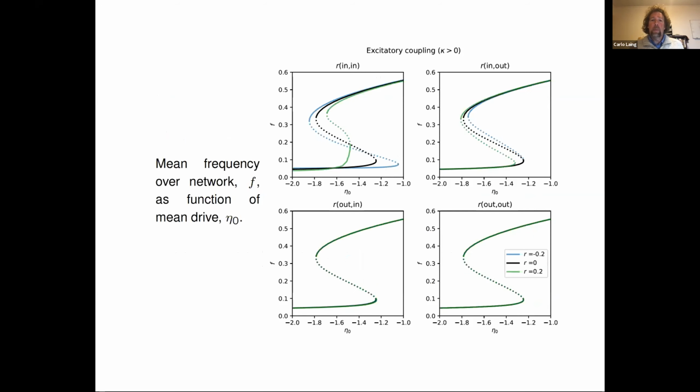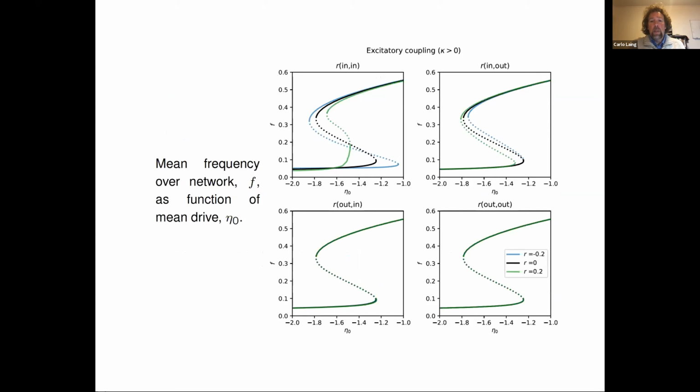So here are some numerical results. Horizontally, we've got eta naught, which is the mean of our Lorentzian. That's the overall drive to these neurons. And then vertically, we've got the mean frequency over the whole network. This is with excitatory coupling, so positive feedback, and we get this typical bistability.